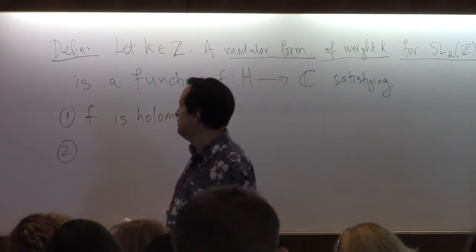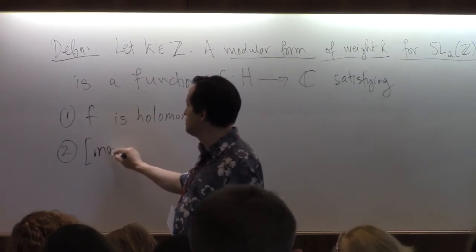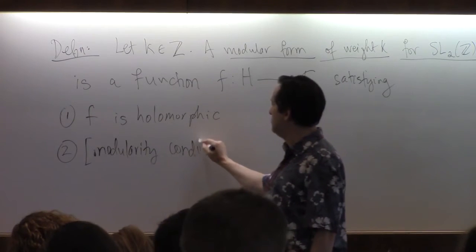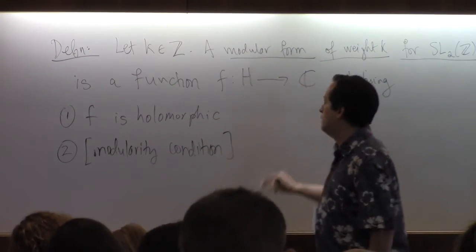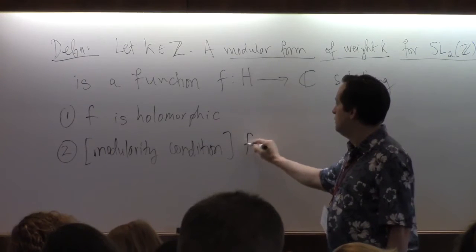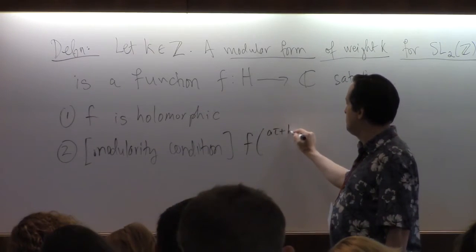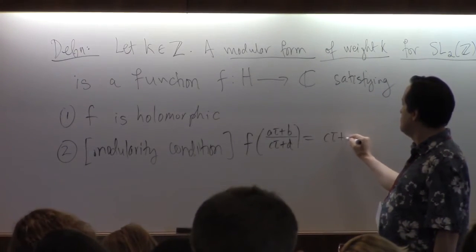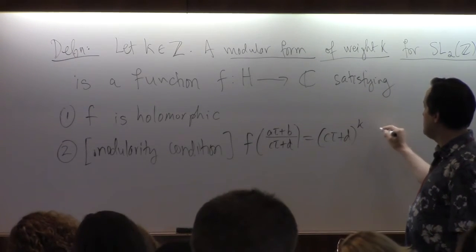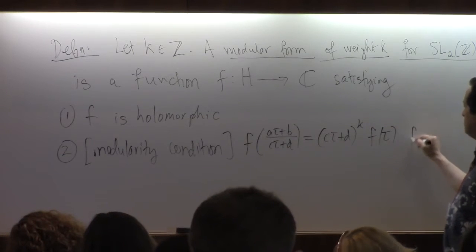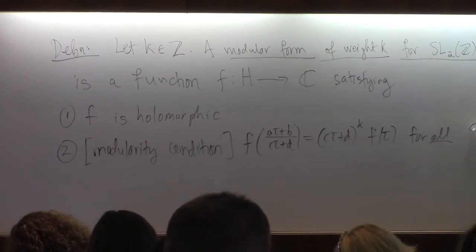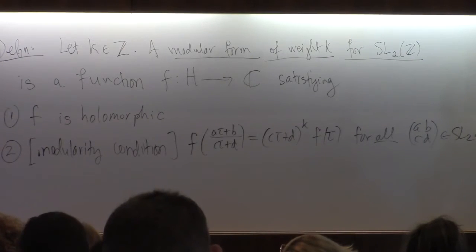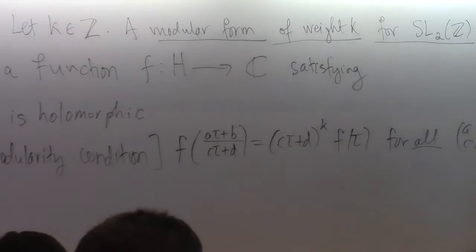It has a local power series expansion everywhere on the upper half plane. The second condition, and I'm going to call this the modularity condition, is the following. f of (a tau plus b) over (c tau plus d) equals (c tau plus d) to the k times f of tau, for all the matrices in SL2Z and all the points in the upper half plane.